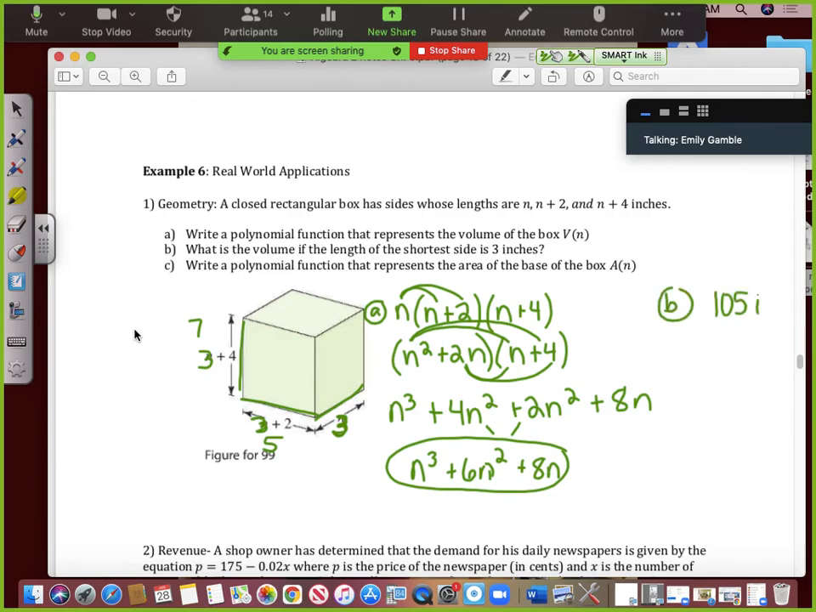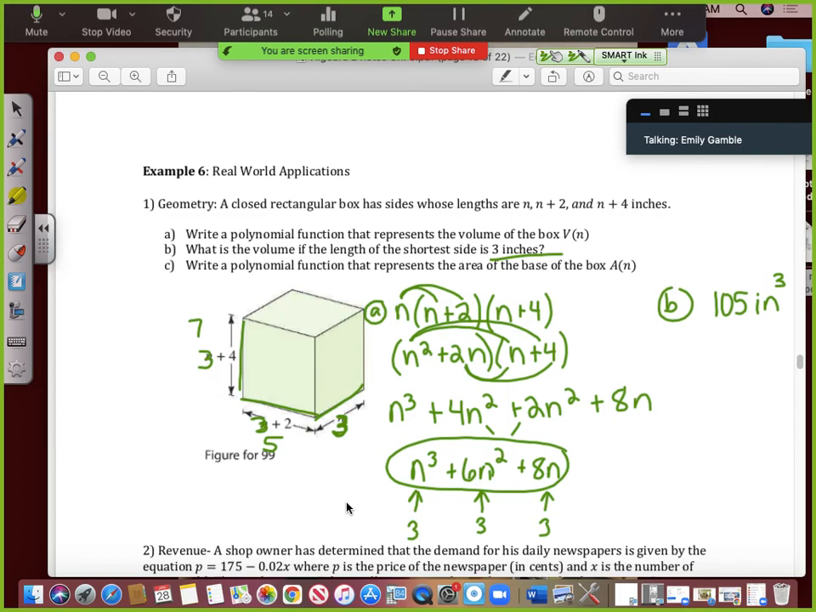Because they tell us that it's inches, and whenever you find volume, you use the power of 3, I'm just going to be particular in that it's 105 inches cubed. Or you could have used this function here. You could put 3 in for n here, here, and here. And the function will still give you the 105.